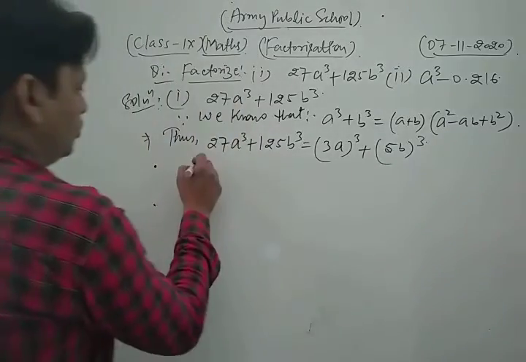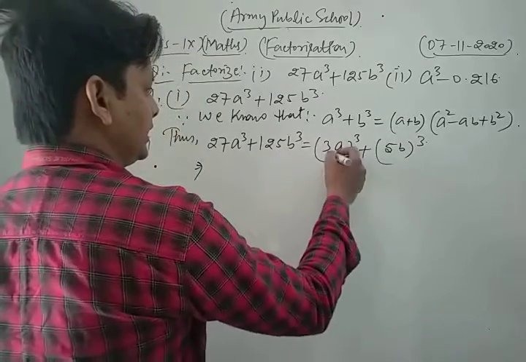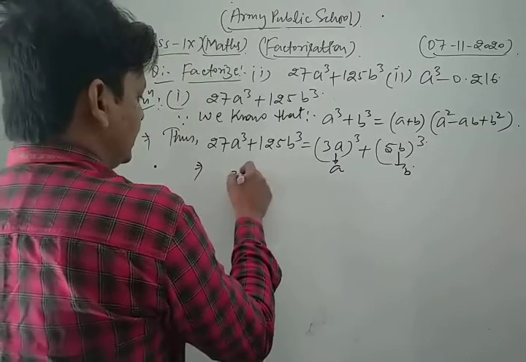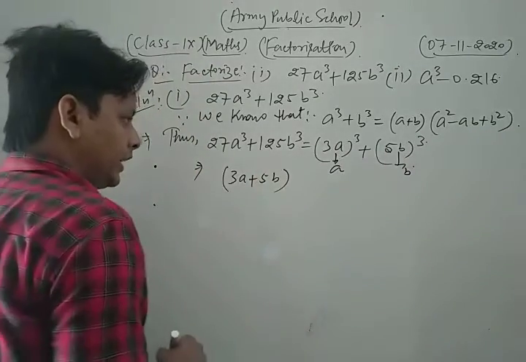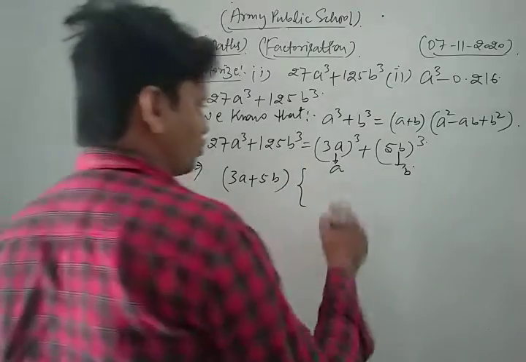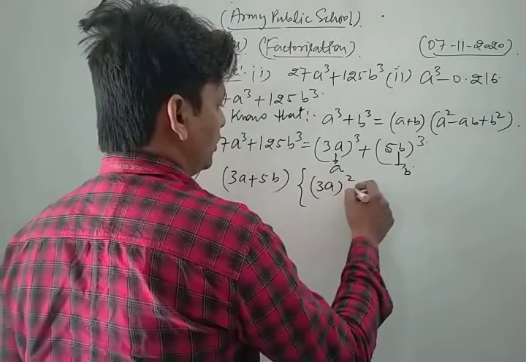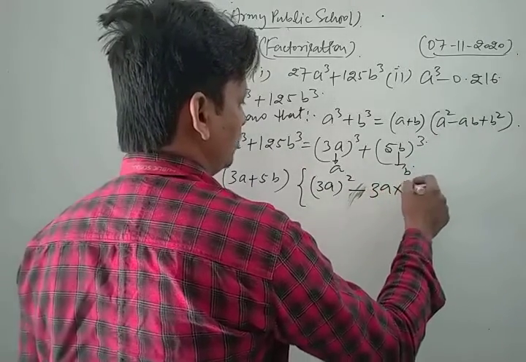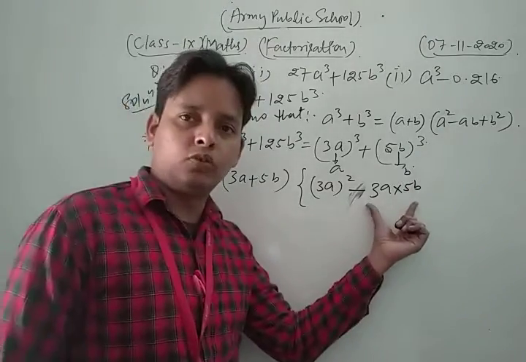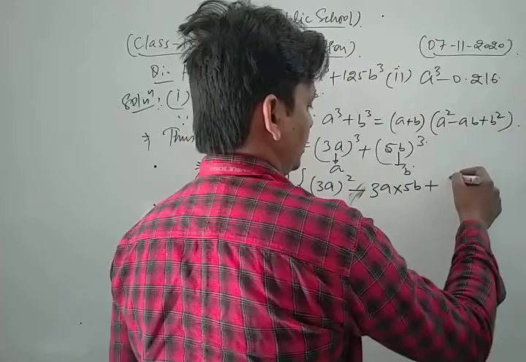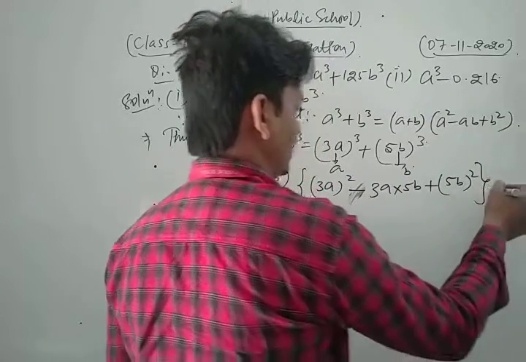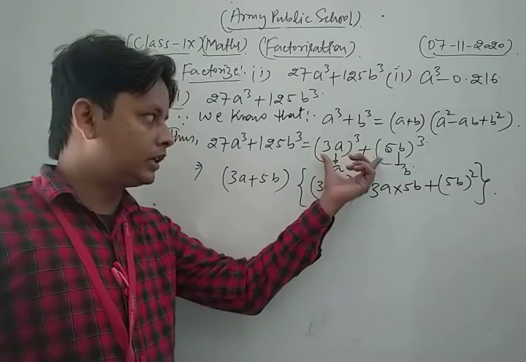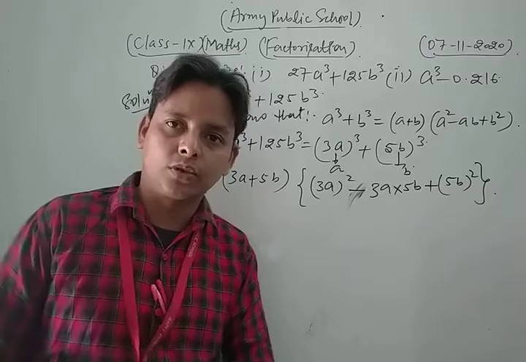Let's see. Look, we write (a + b) in one bracket. This is a, this is b. So a + b means we write (3a + 5b) in one bracket, and in another bracket a² means (3a)², minus ab means 3a into 5b, this is minus a into b, plus b² means (5b)². Okay, dear friends, so first of all we expand the given value based on the identity.